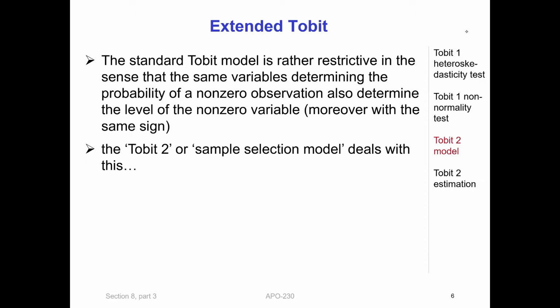Moreover, if you look at the marginal effect of the variables on these two parts, if you derive the marginal effect of certain variables on the probability, and then derive the marginal effect of the variable on the expectation of the non-zero variable, you will see that they have the same sign. And this is restrictive because it does not always fit into reality.